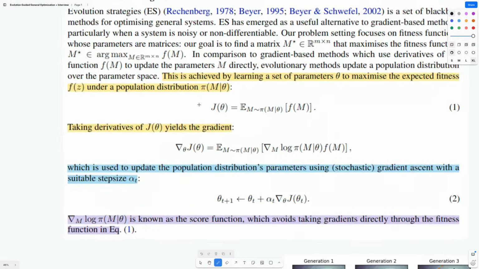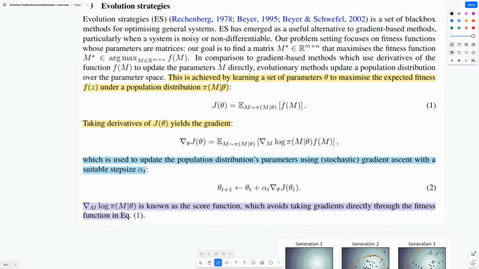So it has this shape. You have your objective here, and it's on the parameter space. This is achieved by learning the set of parameters theta to maximize the expected fitness under a population distribution. So this is the population distribution. And then we take the derivative of this, and this gives us our gradient.